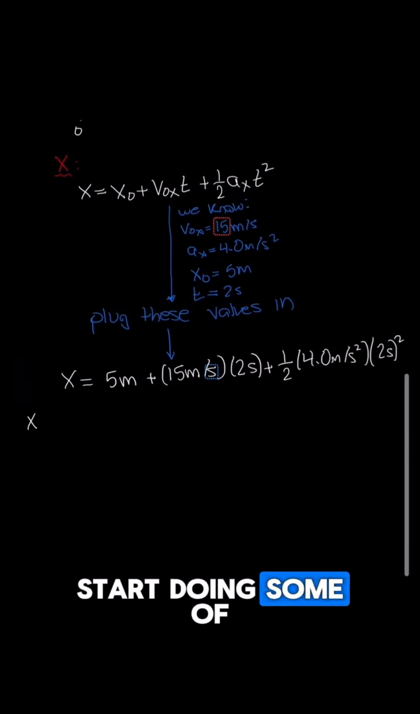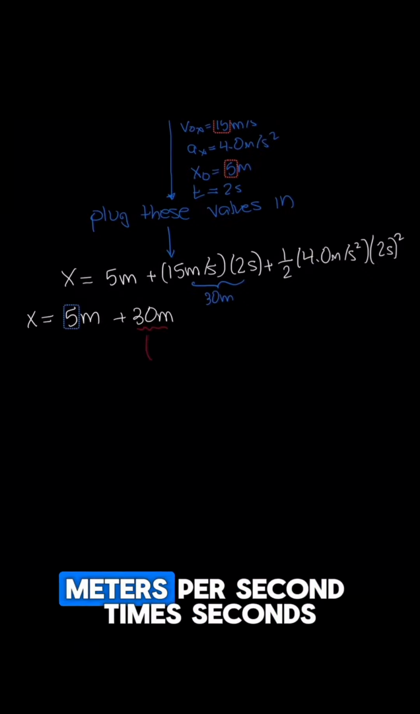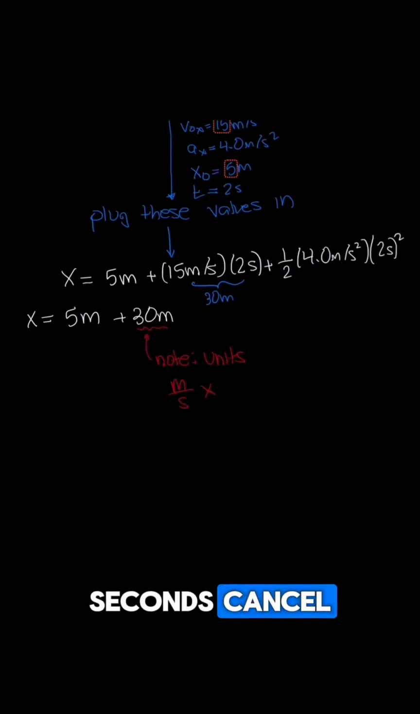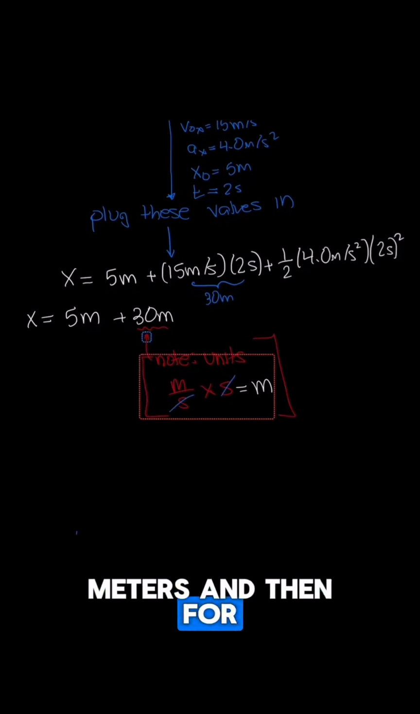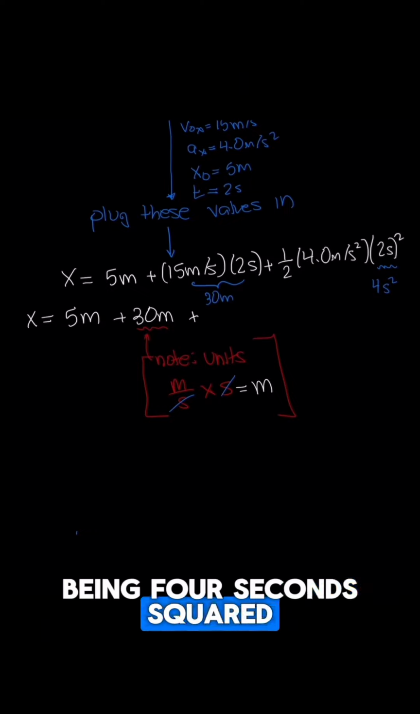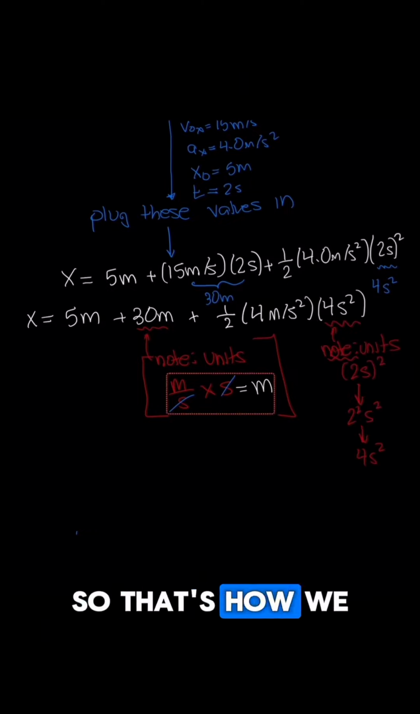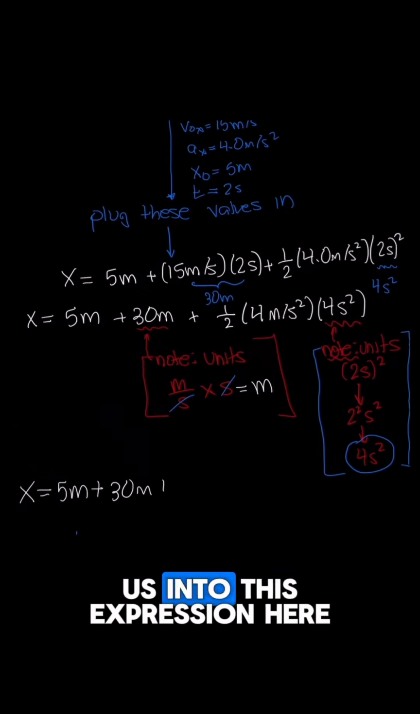Then we can start doing some of the calculations. 15 meters per second times 2 seconds is 30 meters. I want to note that for the units here, meters per second times seconds, the seconds cancel, just leaving us with meters. For the second term, we have 2 seconds squared. That ends up being 4 seconds squared, because you have to square the units and the 2 in the brackets, so that's how we get that. And that leads us into this expression here.